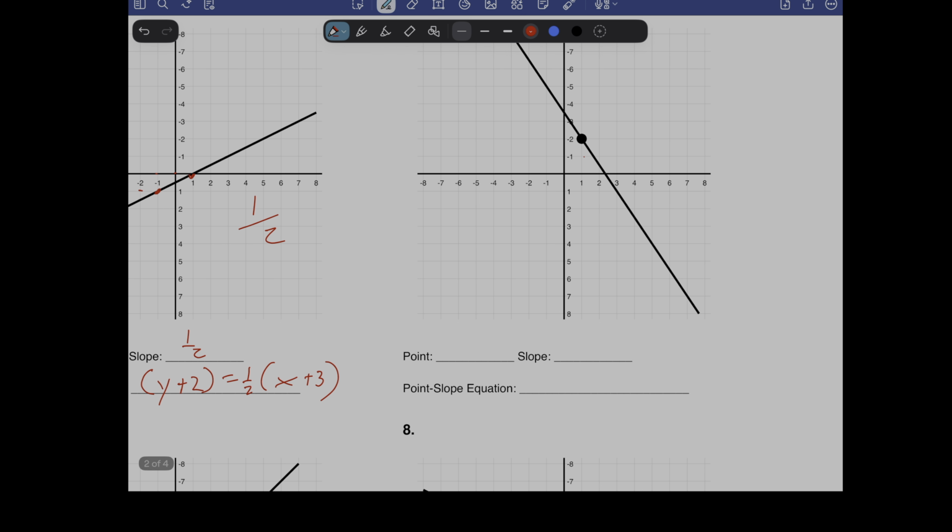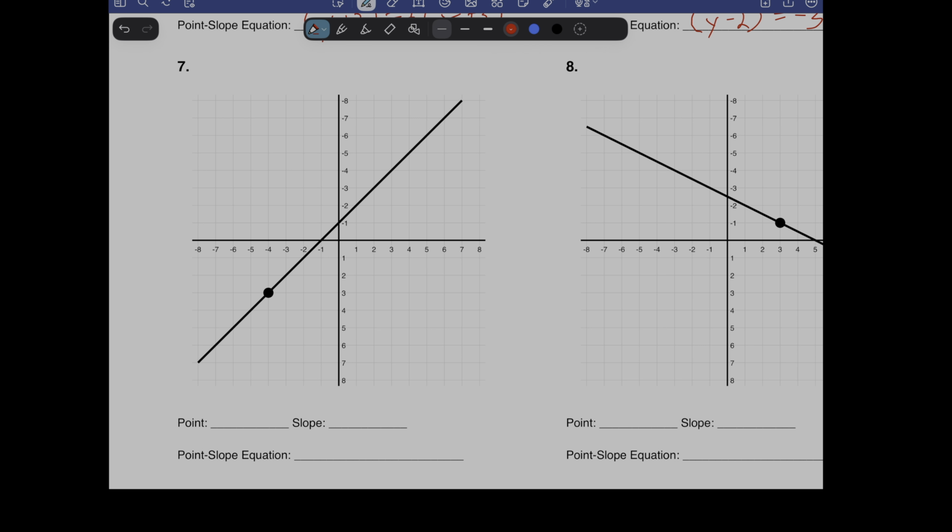Okay, the point they give me is 1, 2. And my slope is going to be down 3 over 1. Down 3 over 1, okay? -3 is my slope. So when I put in the point slope equation, it's going to be y minus 2 equals -3, parentheses, x minus 1. Cool.